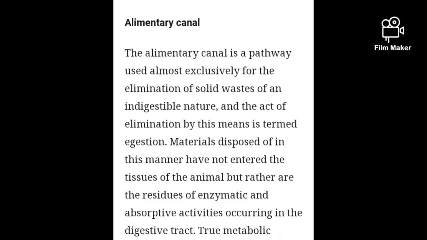The alimentary canal is a pathway used almost exclusively for the elimination of solid waste of an indigestible nature, and the act of elimination by this means is termed egestion. Materials disposed of in this manner have not entered the tissues of the animal, but rather are the residues of enzymatic and absorptive activities occurring in the digestive tract.